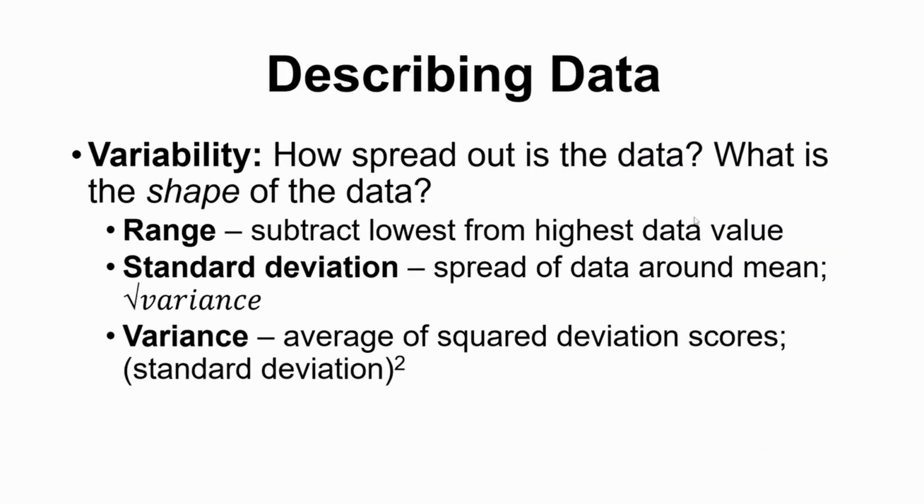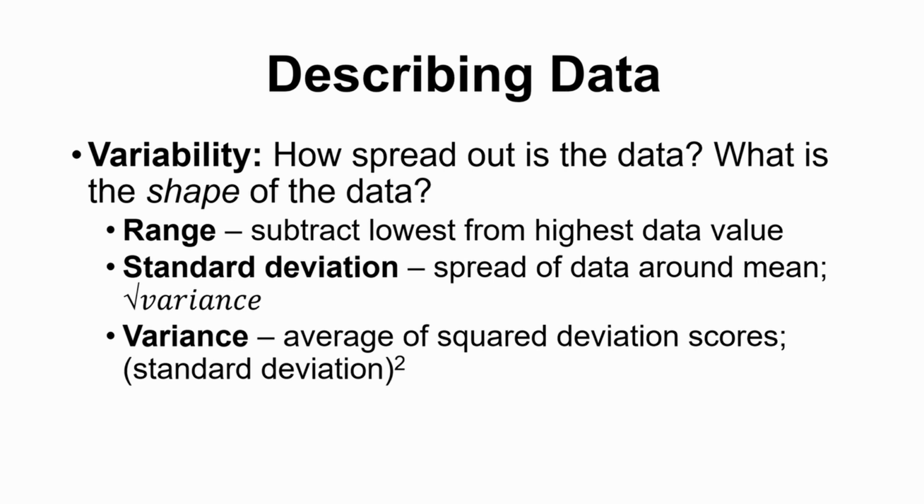All right, so that tells us where the middle of our data is, but it doesn't necessarily tell us much about the shape of the data. So we can actually use another term called variability to describe how spread out our data is. So what is that shape of the curve that we're looking at?